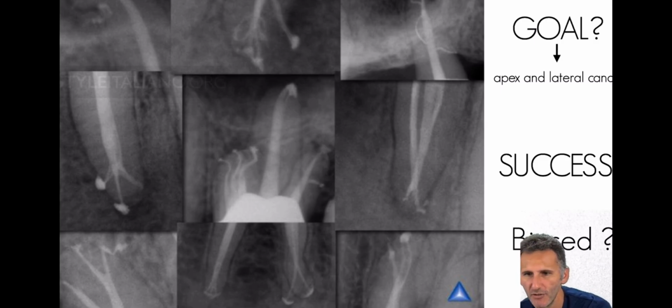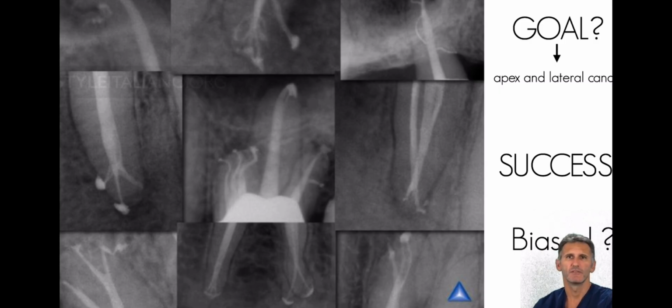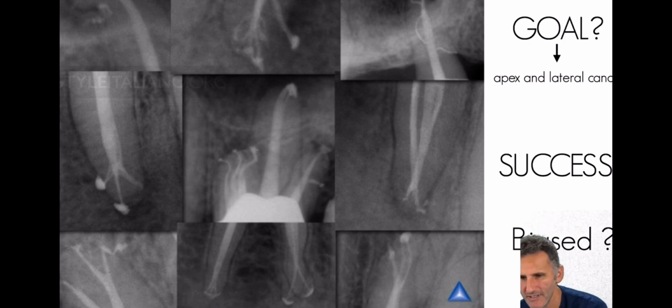And even on the length, we know, for example, that from the data that we have, endodontic treatment 1 millimeter short has the same percentage of success. And we know also that there is a difference between the anatomical apex and the radiological apex. So the question is not so easy, but when we look at this kind of slide, the message is that the goal is, from a radiographic point of view, to reach the apex and to fill lateral canals.